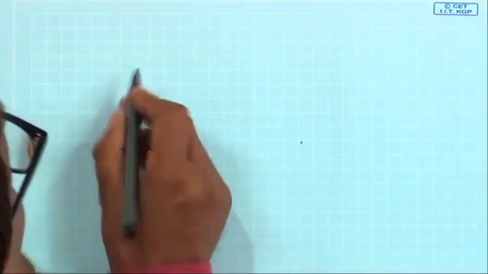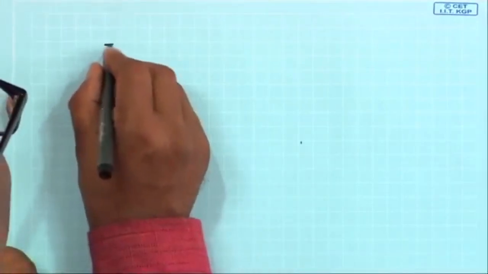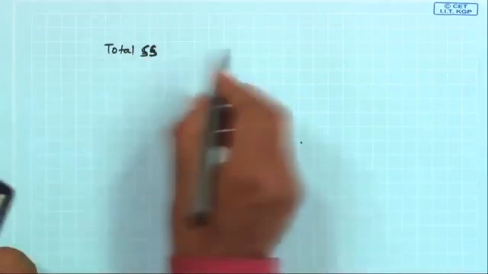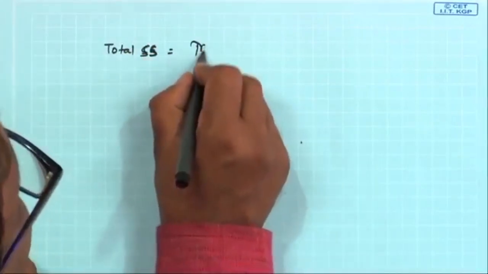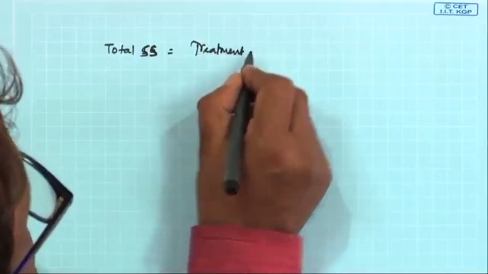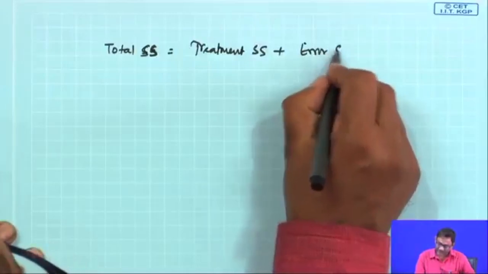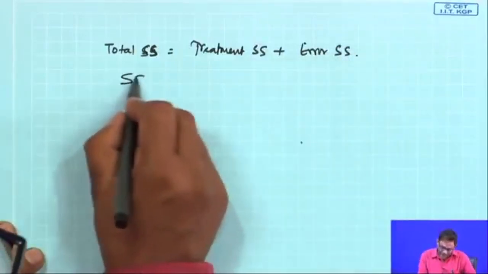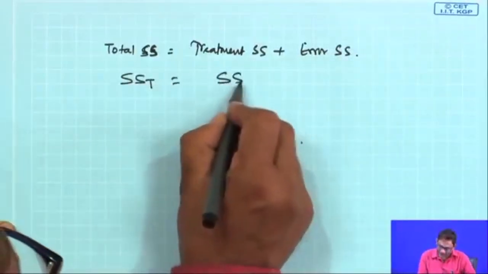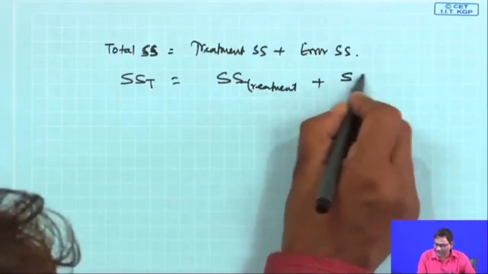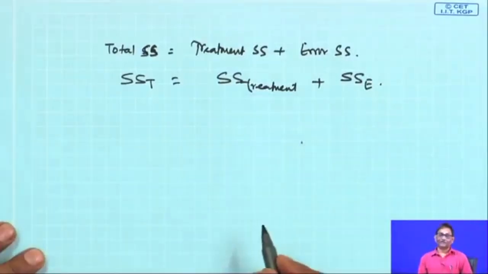So, I am repeating the sum square decomposition. The total sum square, SS means sum square, equal to treatment sum square plus error sum square. This is SST equal to SS treatment plus SSE error. I am repeating this because this is very important.